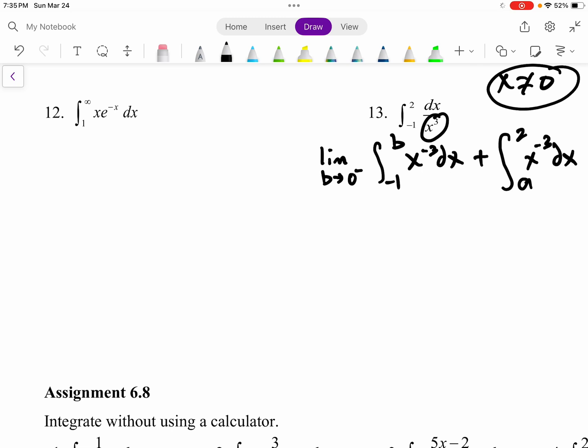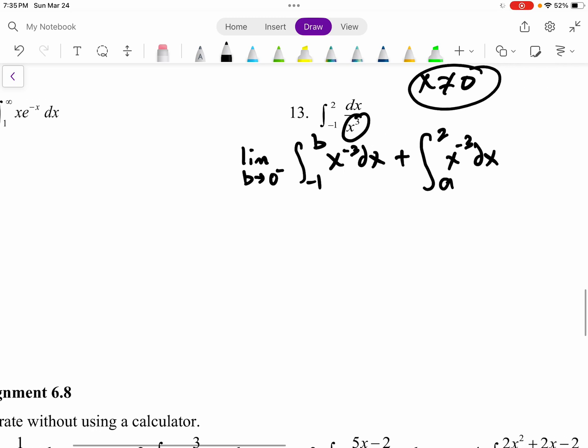Oh, I forgot my limit in there. I'm sorry, let me just fix that really quick. So the second part would be the limit as a approaches 0, this time from the positive side, of the integral going from a to 2. So really you're just splitting that definite integral in half.